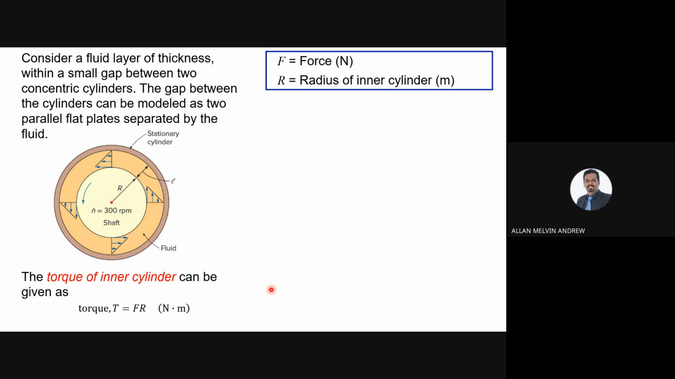Okay, so some of the formulas that you will use to calculate. The first one is torque of the inner cylinder. Torque T equals F r. That's the first formula that you need to know. F is the force, and r is the radius, sorry, radius of the inner cylinder. So you just need to substitute here in order to find the torque.